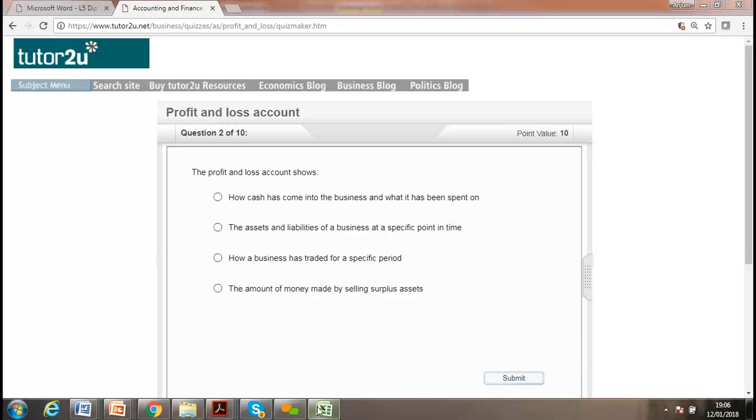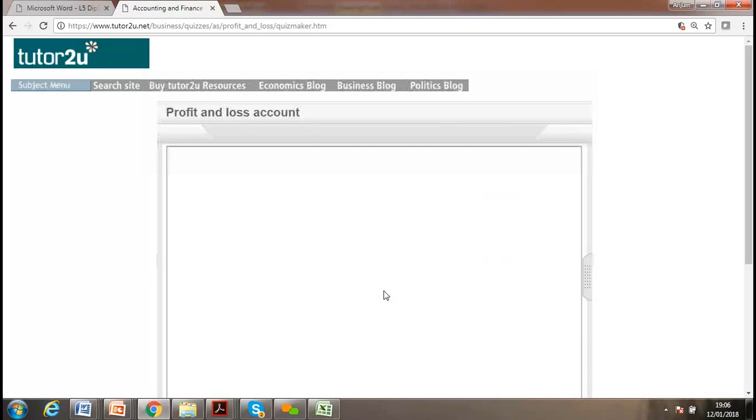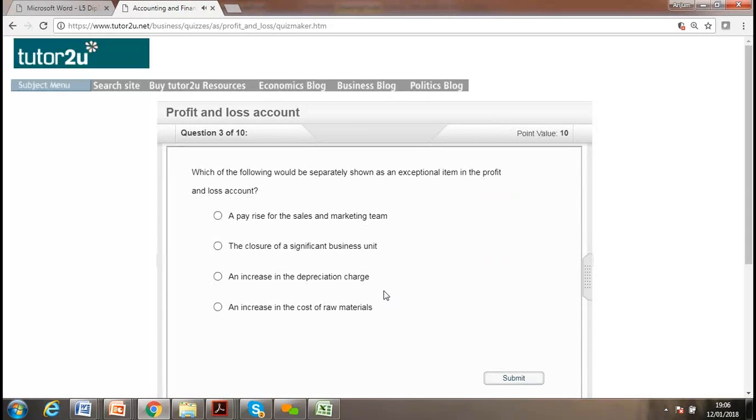It shows how much cash we have. I am seeing the same as before. Which one? Option one? We are on question two. Okay. The profile account shows cash has to come into the business.